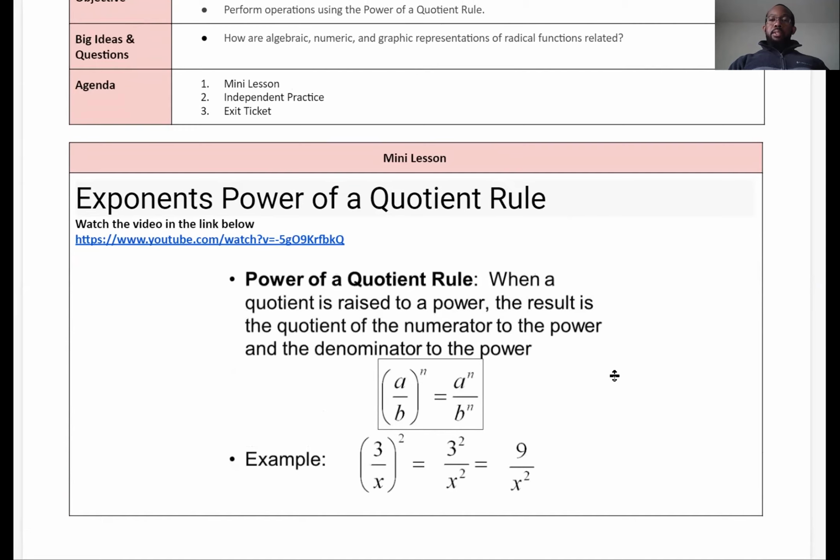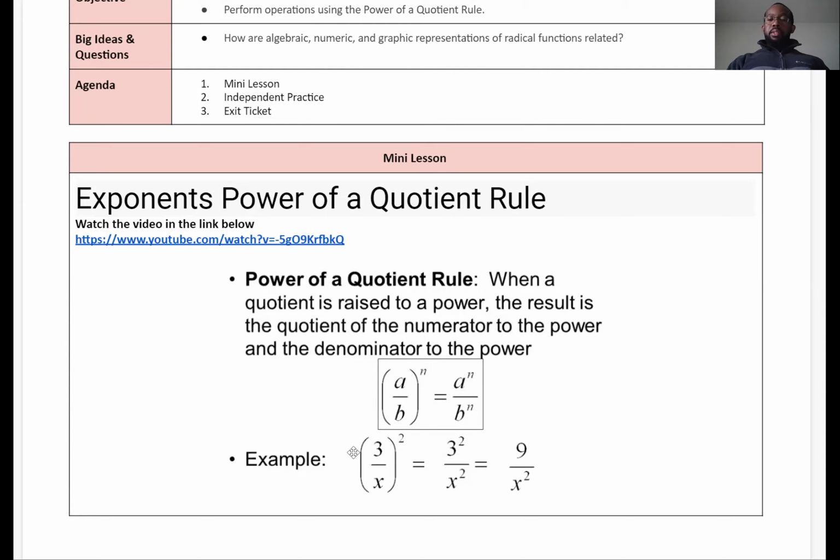Wonderful. How was that? Hopefully you understood that. In any case, we're going to do another example. Here's the general rule: if we have A divided by B, all to the power of n, that means you're going to be raising both A and B to the power of n. So you're going to have A to the n divided by B to the n.